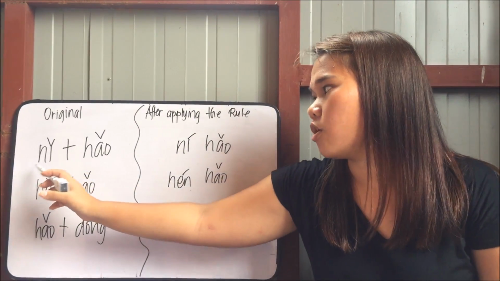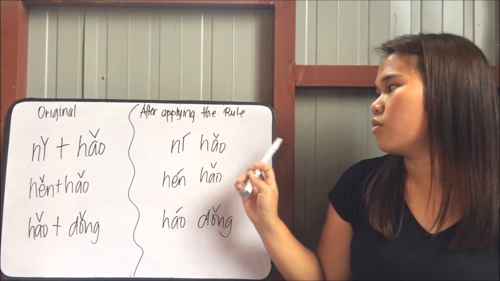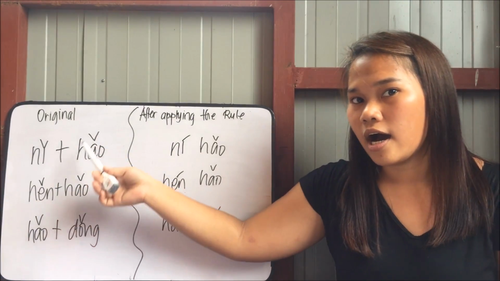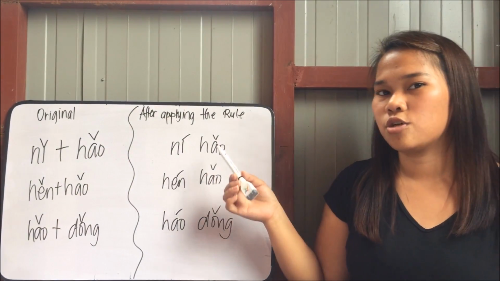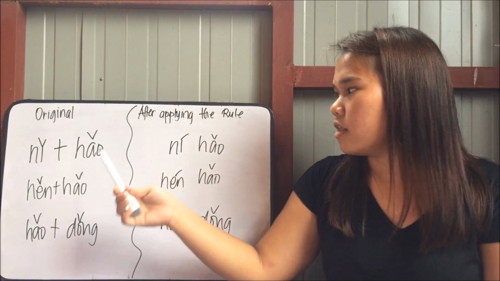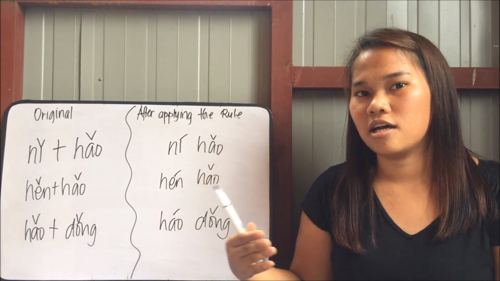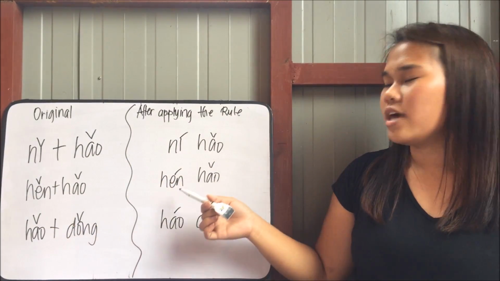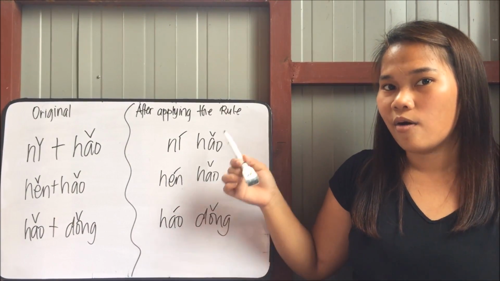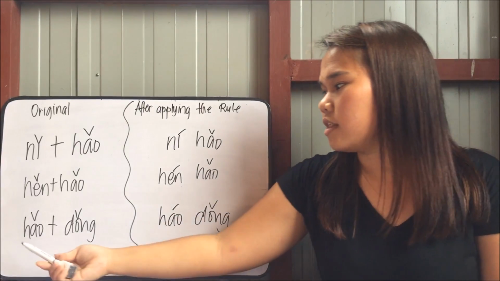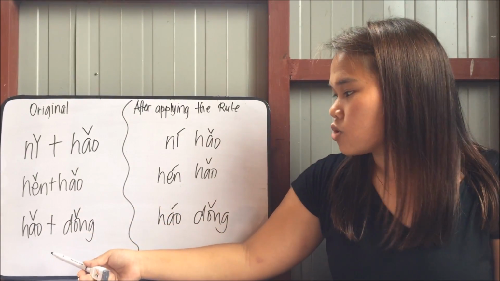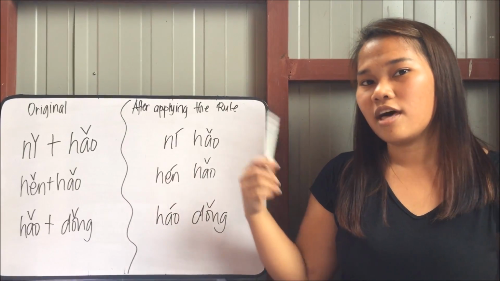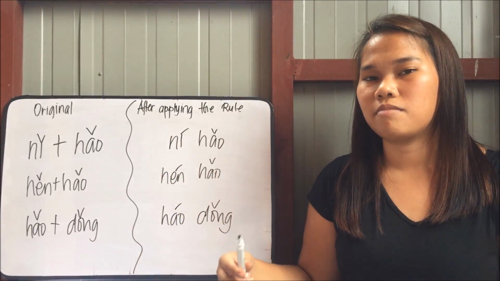So we have in here the original, and we have in here the word after applying the rule. We have ni hao, but if you apply the rule, it should be ni hao. What ni hao means is how are you? And then we have hen hao, and then we have hao tong. That is the first rule in Mandarin.